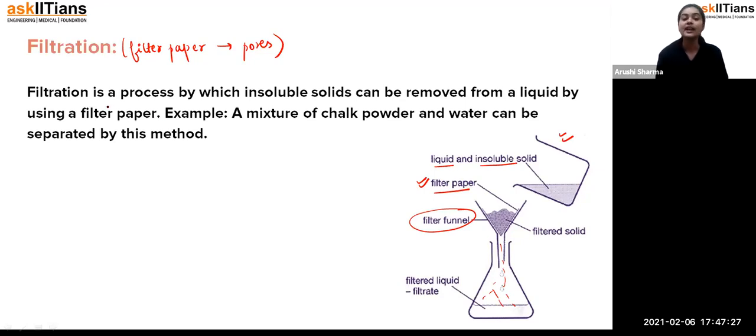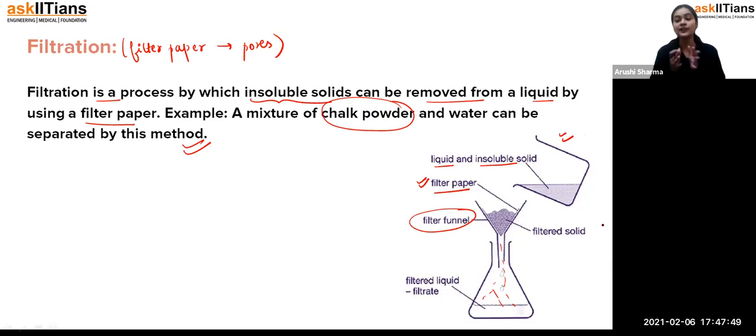For example, filtration is a process by which insoluble solids can be removed from a liquid by using a filter paper. For example, you can take chalk powder and water, and they can be separated by this method. When you have a beaker or any vessel with water, and you add the chalk powder and stir it, it is not getting dissolved.